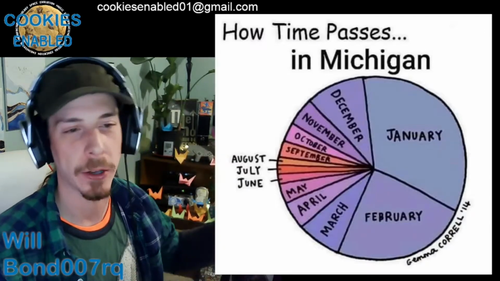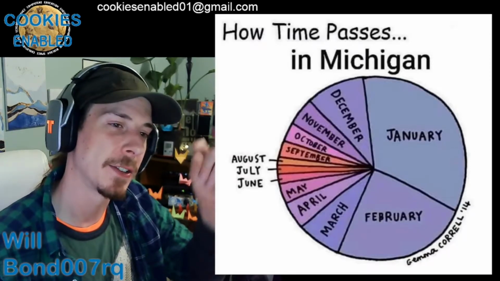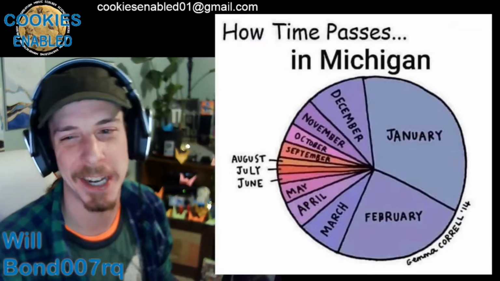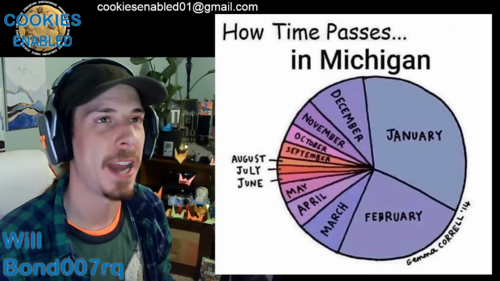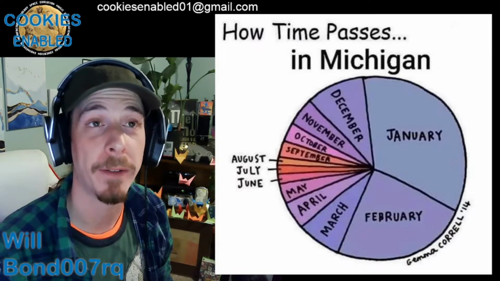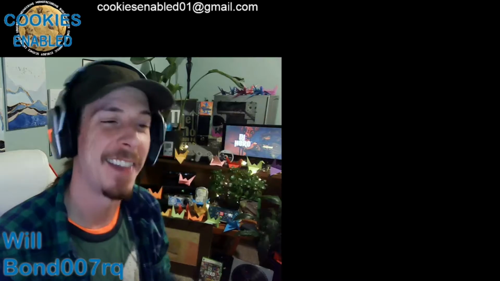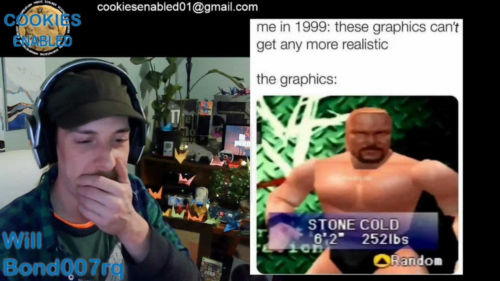As you can see, it gets smaller. You go all the way to August, June, and July, and they're just these tiny little slivers. And that is legit how it feels here in Michigan, unfortunately. It's just a never-ending cold spell that you get a little bit of a hot spring right in the center, and that's your summer. Sorry, I already showed that one.